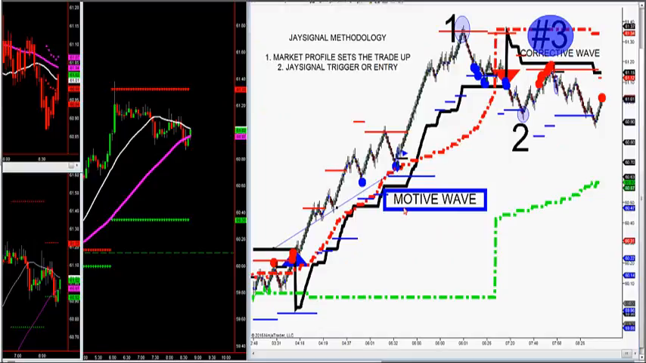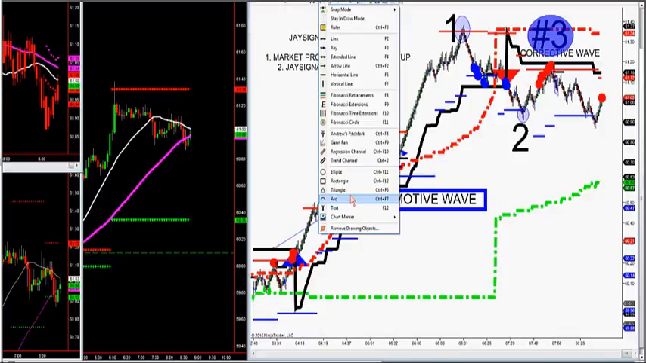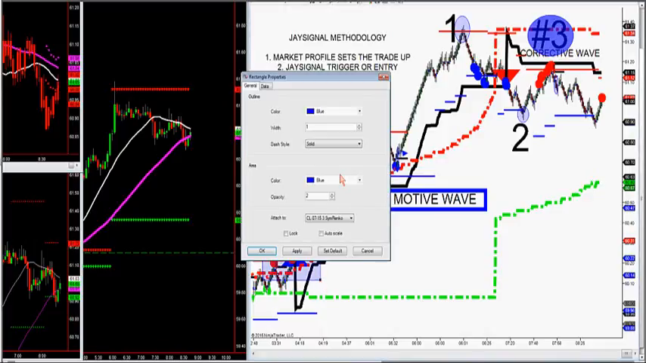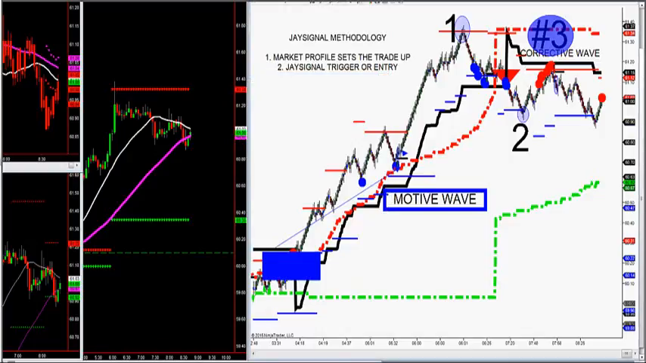Best trade you can get. That's a motive wave. Now a corrective wave is this. If we know market profile has to set the trade up, this set the trade up right here, right? Broke out of HVA right here. That set the trade up. Market profile sets the trade up.